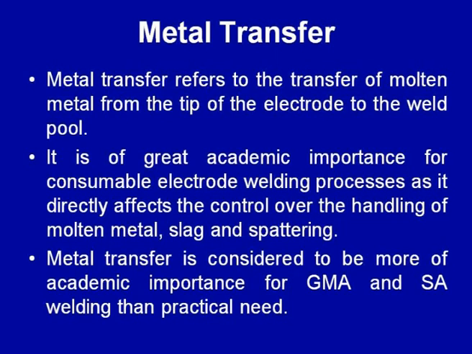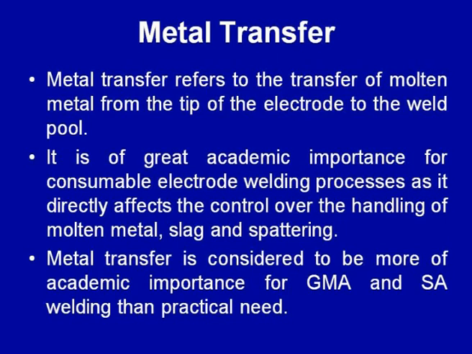As far as metal transfer is concerned, as I have just said, in consumable arc welding processes, with the application of heat of the welding arc, the electrode tip melts, and this molten metal from the electrode tip is gradually transferred to the weld pool, and that is how the weld joint is gradually developed. So, metal transfer basically refers to the transfer of the molten metal from the tip of the electrode to the weld pool.